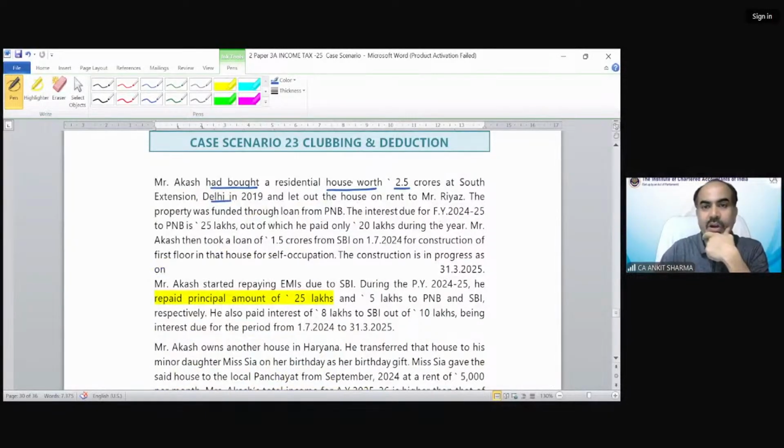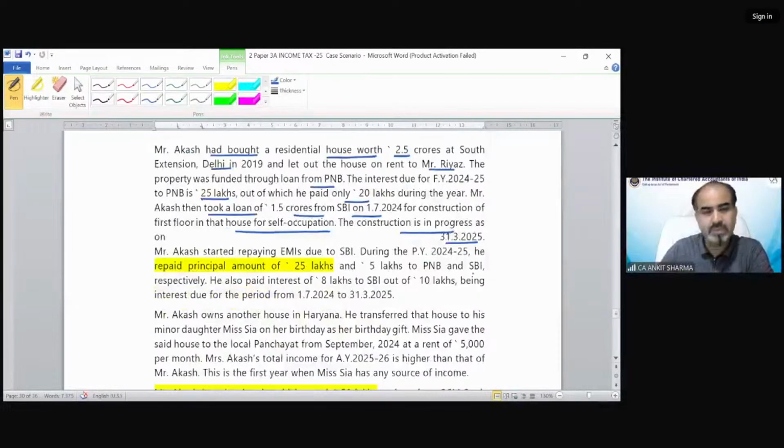So Mr. Akash had bought a residential house worth rupees 2.5 crore, South Extension, Delhi, given on rent to Mr. Riaz. The property was funded through a loan from PNB. The interest due for the financial year is 25 lakh rupees, out of which he paid 20 lakh during the year. Mr. Akash then took a loan of 1.5 crore from SBI for construction of the first floor and house for self-occupation. The construction is in progress on 31st March 25. So no relevant information out of this paragraph for the purpose of deduction or for clubbing purpose.